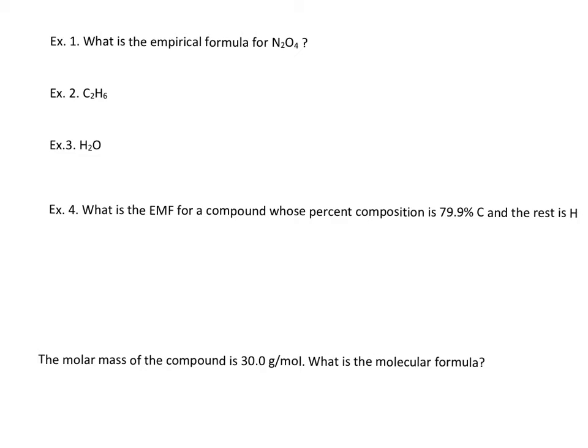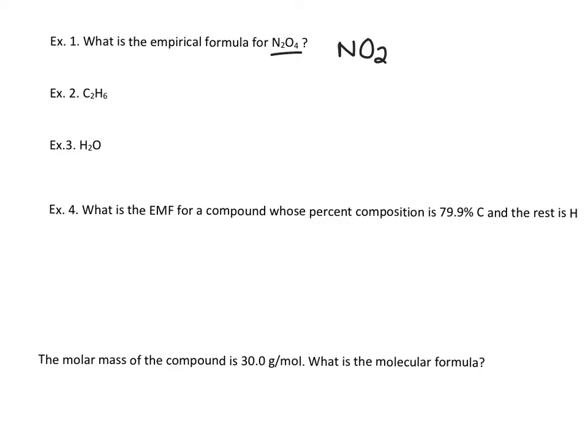So let's do a couple of examples. What is the empirical formula for N2O4? What is the smallest whole number ratio there? Well, both of these numbers can be divided by 2. So if we take that and divide by 2, we get NO2. So this is the simplest whole number ratio of the elements in this compound. The multiplier is 2. So we would multiply this by 2 to get our molecular formula.